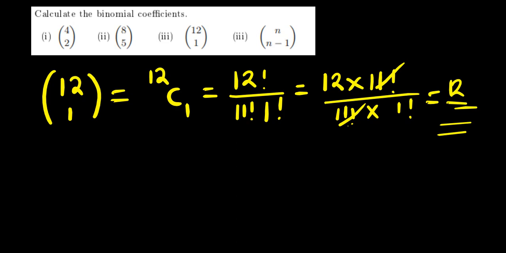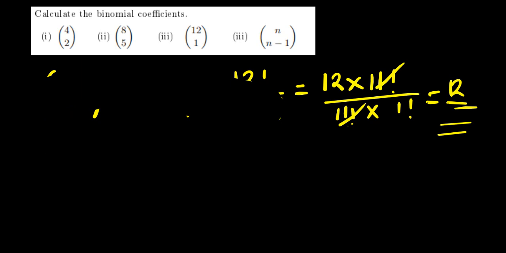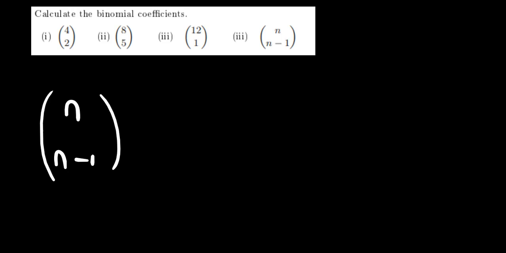Okay, simple, straightforward. Then we have n choose n minus 1. Okay, so how are we going to solve this one? Allow me to rub so that I solve the last one. So we're saying we have n choose n minus 1.